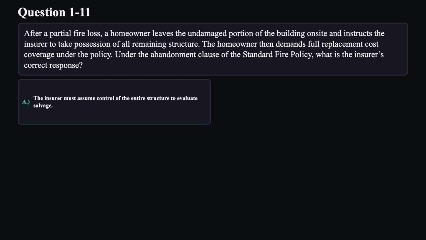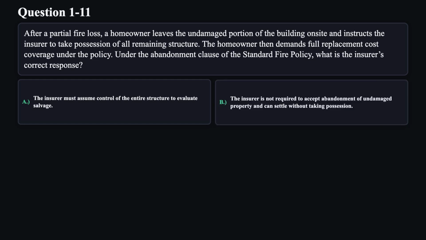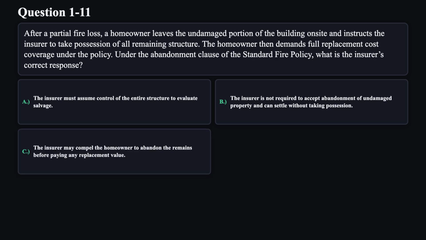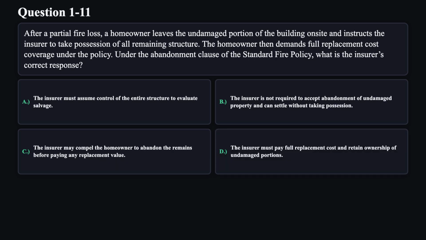A. The insurer must assume control of the entire structure to evaluate salvage. B. The insurer is not required to accept abandonment of undamaged property and can settle without taking possession. C. The insurer may compel the homeowner to abandon the remains before paying any replacement value. D. The insurer must pay full replacement cost and retain ownership of undamaged portions.